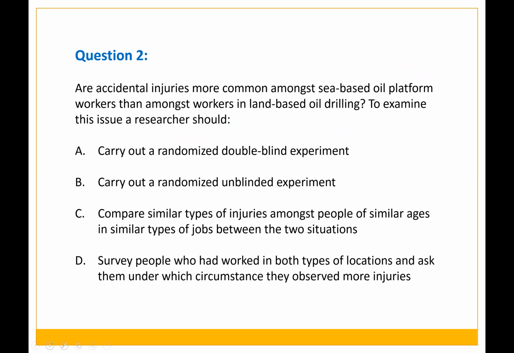Then we have question 2. Again, mute me if you want to work on this alone before you watch my answer. Are accidental injuries more common amongst sea-based oil platform workers than amongst workers in land-based oil drilling? To examine these issues, a researcher would A. carry out a randomized double-blind experiment. B. carry out a randomized unblinded experiment.